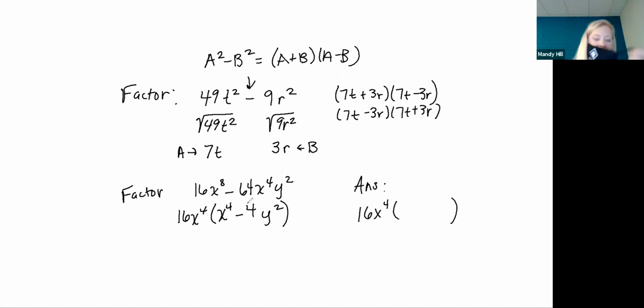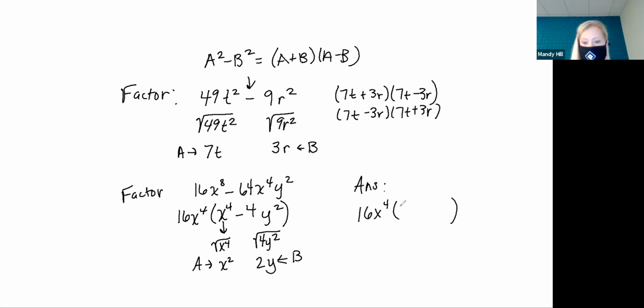So now we want to kind of look at this and go, can I take the square root of x to the 4th and it come out even? Well, it's x squared because x squared times x squared is x to the 4th, right? What about this? Take the square root of 4y squared. Well, the square root of 4 is 2. The square root of y squared is y, right? So we could do that. So this is our A, this is our B.